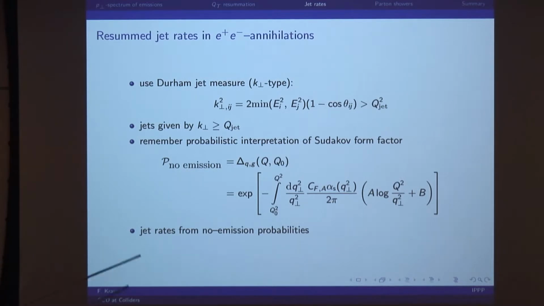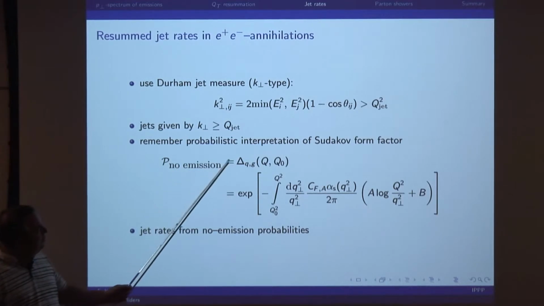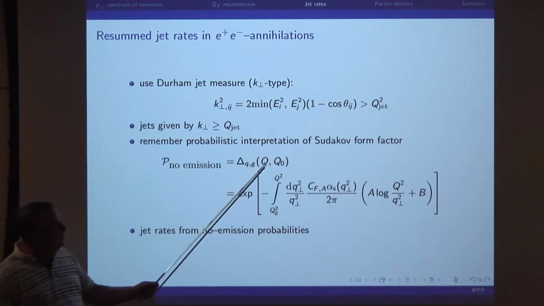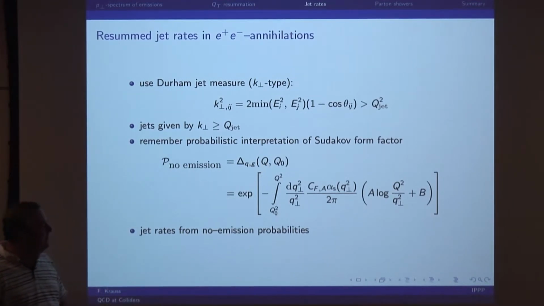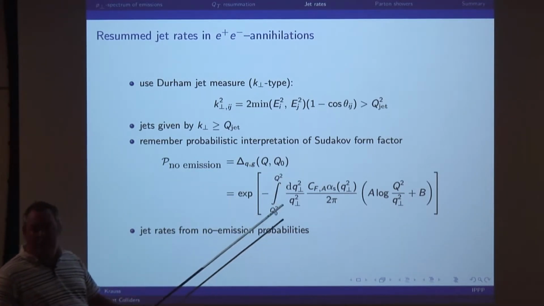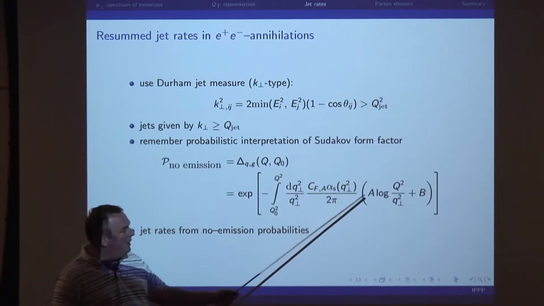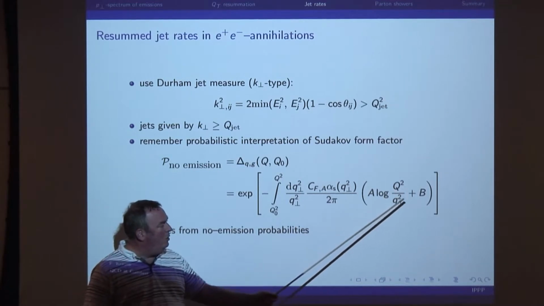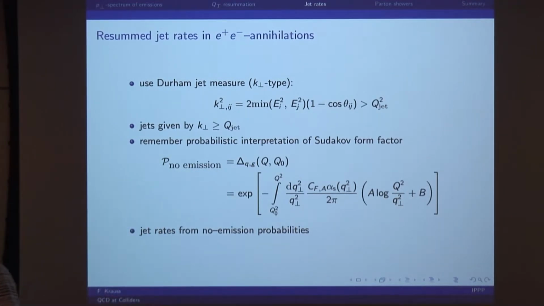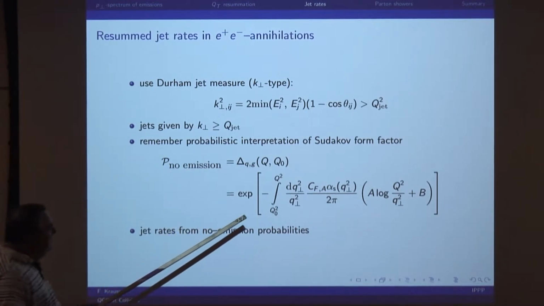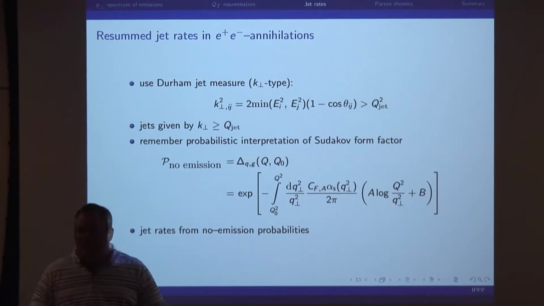Okay? So let's take a look. The no emission probability is the Pseudo form factor for quark or gluon, and it's no emission between 2 scales, upper scale, lower scale, and it's the exponential of an integral over transverse momentum, color factor alpha s over 2 pi, and the same form a log plus b. Pretty much identical to what we had yesterday. Now, this is the probability for not having an emission.